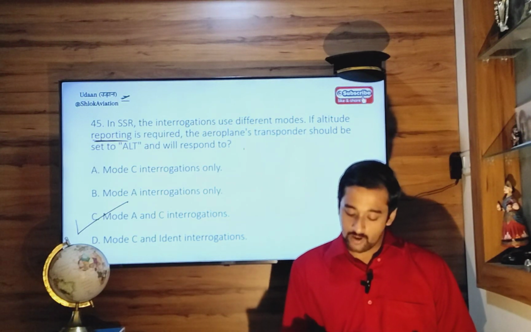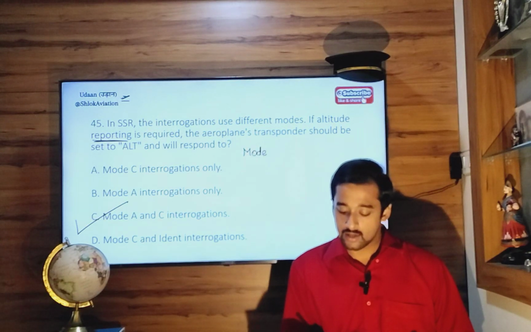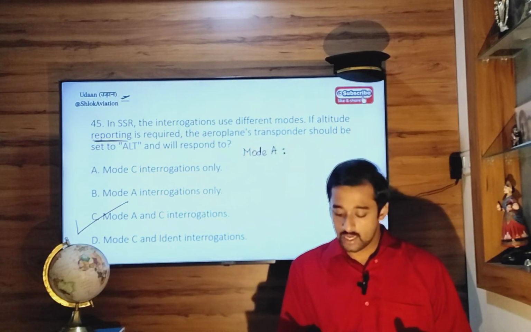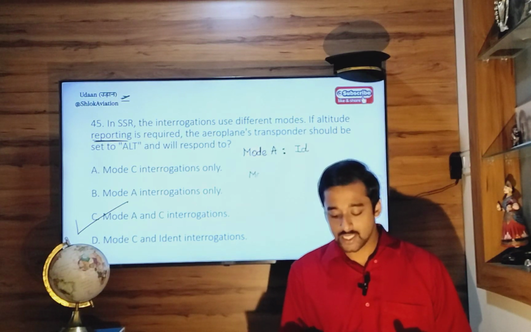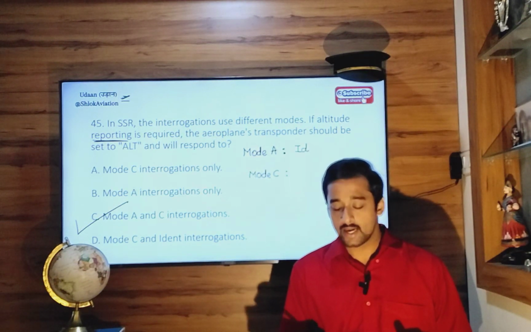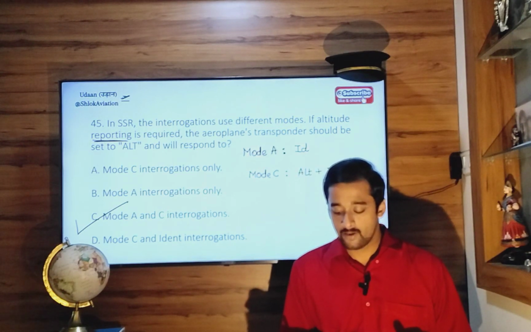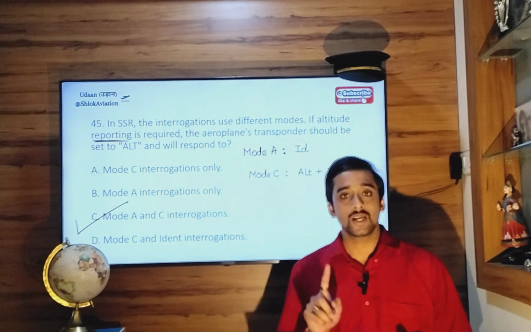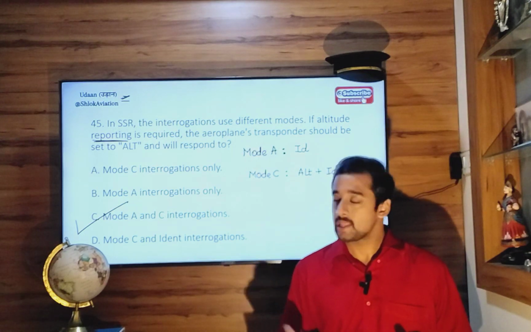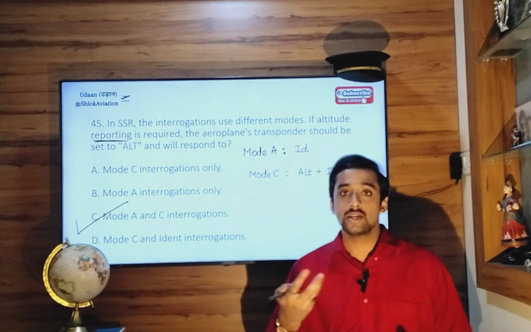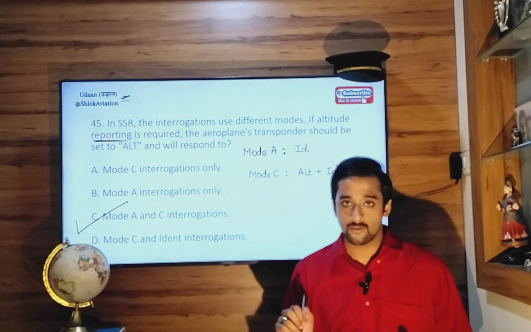When you select mode A, you will get responses related to mode A only, that is aircraft identification. But when you select mode C, you will get not only altitude information but also aircraft identification. So mode C is inclusive of mode A, remember. Altitude information is something you are getting in addition to identification information.